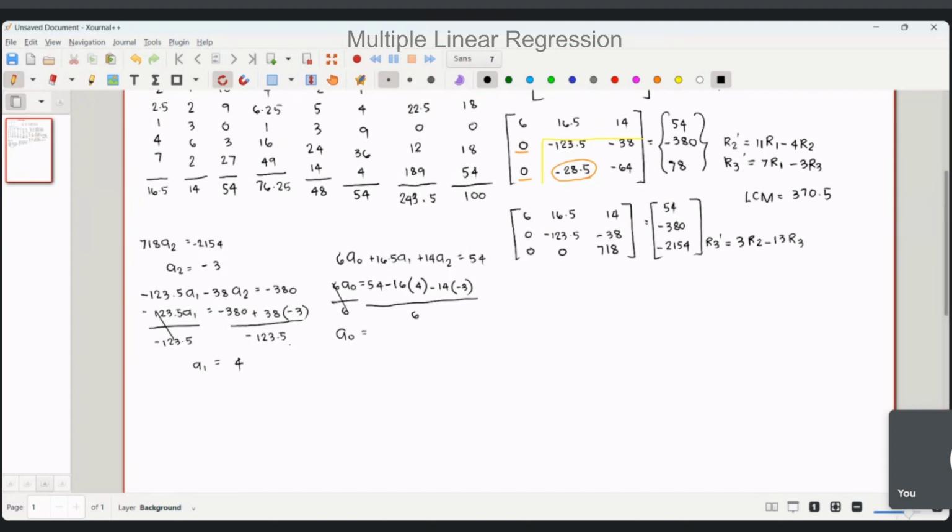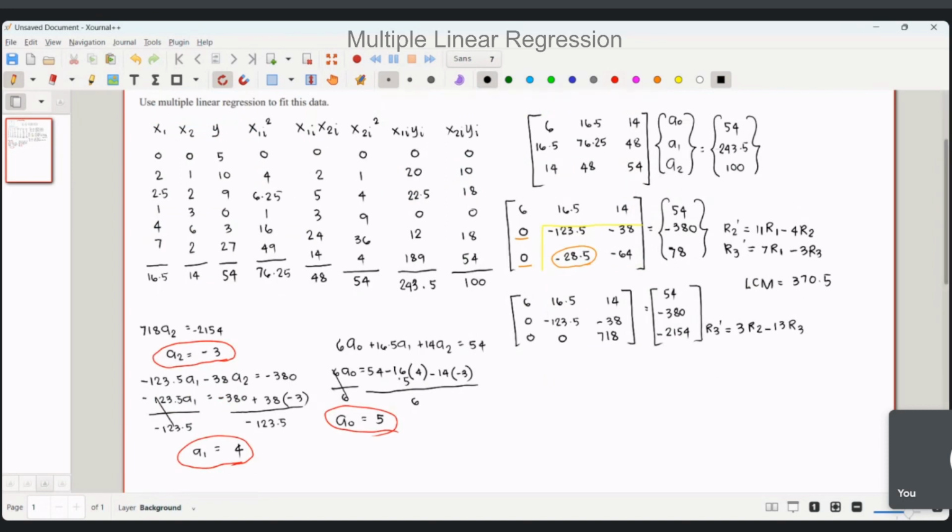So A sub 0 would be, dili na apela ng 0.5 sa 16.5, miss. Times 4 minus 14 times -3 divided by 6. So that's 5. Okay. We already have our A2, A1, and A sub 0. Makakuha na ta sa equation.